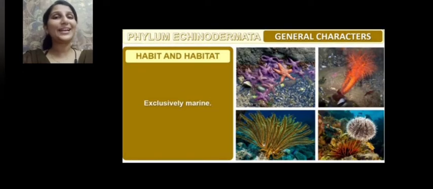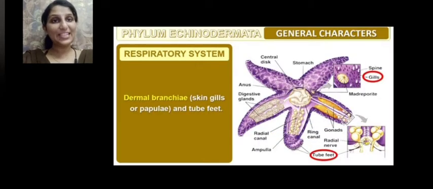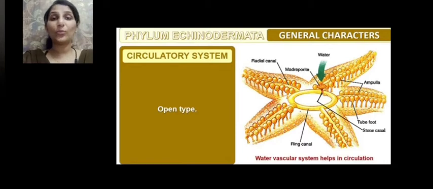And habitat: they are exclusively marine. Not a single terrestrial form is seen in echinoderms. The digestive system is complete, and the mouth is on the ventral side and the anus is on the dorsal side. About the respiratory system, it is done with the help of dermal branchiae and also with the help of tube feet. These are the tube feet-like structures which you can see in this figure, and tube feet help in respiration along with dermal branchiae.